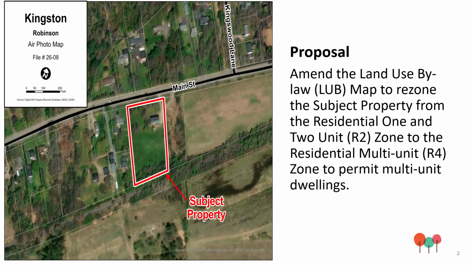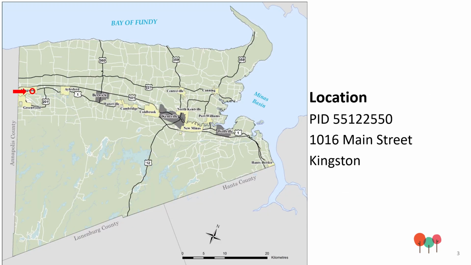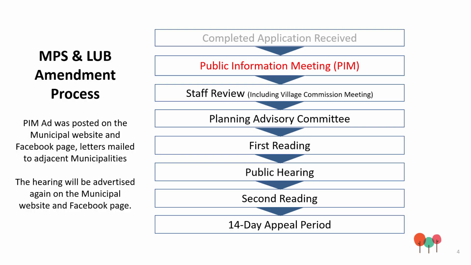The proposal is to rezone the subject property as seen outlined in red to permit multi-unit dwellings. The site is approximately 1.56 acres in area, or just over 67,000 square feet. It is located on the south side of Main Street with approximately 219 feet of frontage. This is a map of the municipality. The red circle on the screen indicates the approximate location of the subject site within the eastern side of Kingston.